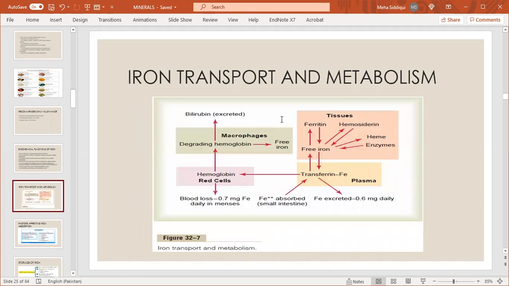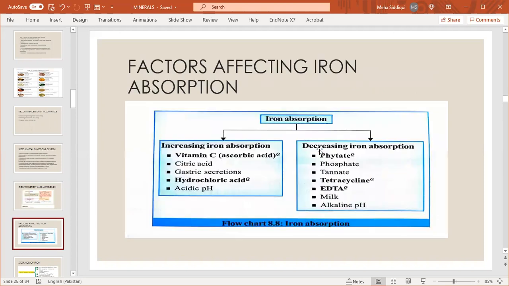Now this is the picture that represents iron transport and metabolism. It is absorbed from the small intestine and it is bound to transferrin in plasma. In RBCs, hemoglobin is degraded by macrophages and free iron is released. And the excess iron is stored in tissues in the form of ferritin or hemosiderin.